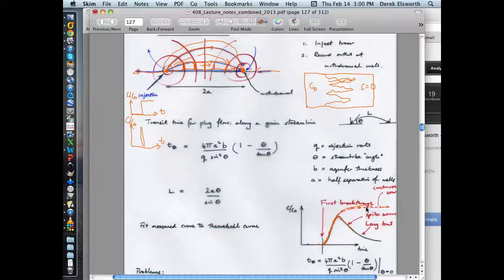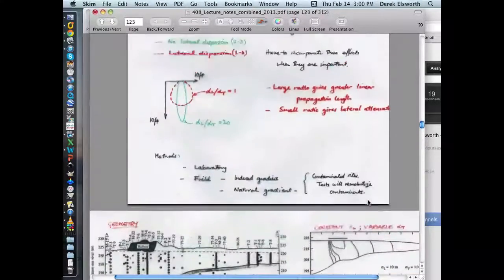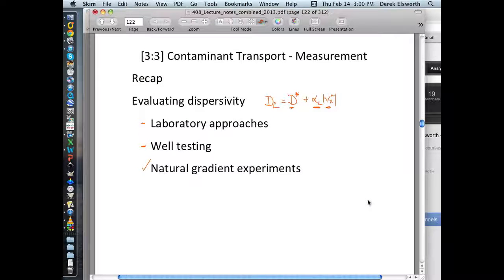And so for that reason, when we come back to these discussions about how we might want to measure these, laboratory methods work okay for molecular diffusion type things. Well testing, either single or dual well testing, doesn't work very well for these because the scales are too long and you have to wait forever to see it, and they also don't work for values of this dispersion coefficient. And so typically they're not used for that.